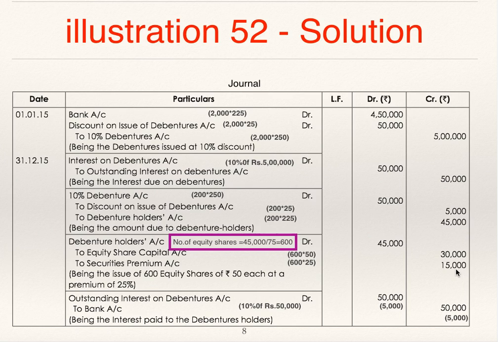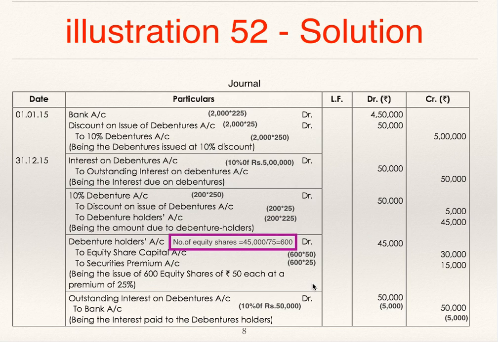We'll calculate number of equity shares. Amount due to debenture holders 45,000. What is the issue price of each equity share? 50 plus 25, which is equal to 75. Number of shares are 600. The equity share capital 600 into 50. Securities premium 600 into 25. That is how this entry is to be passed.